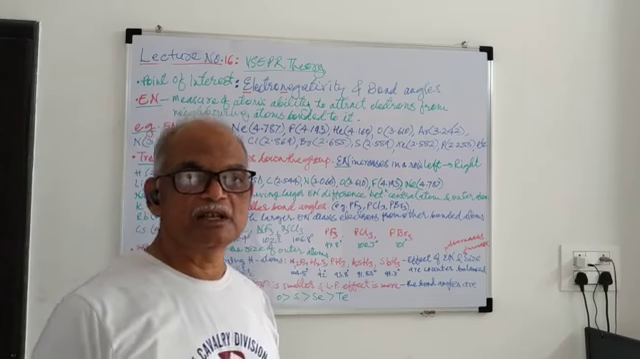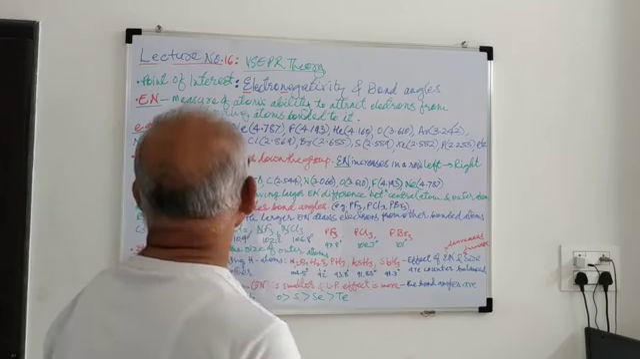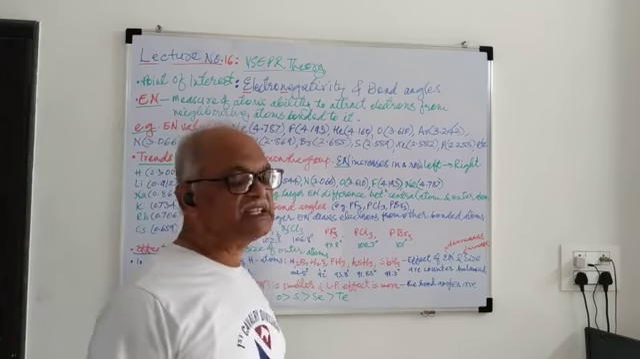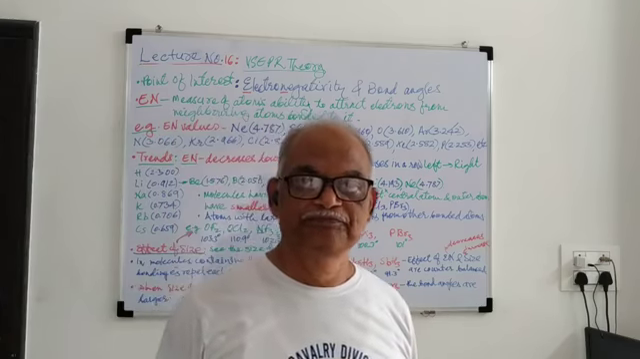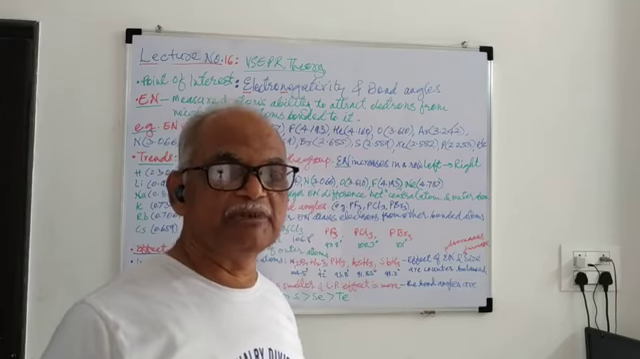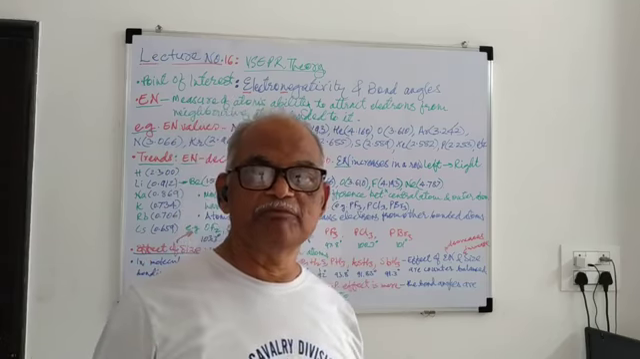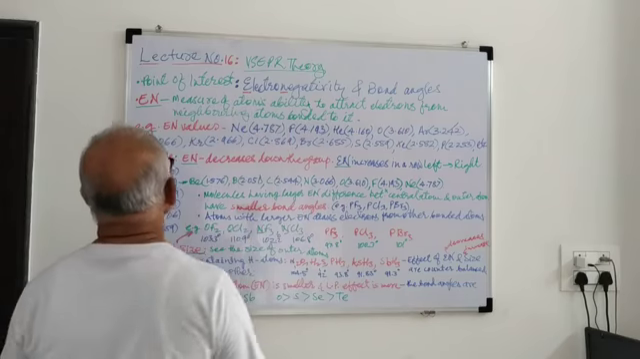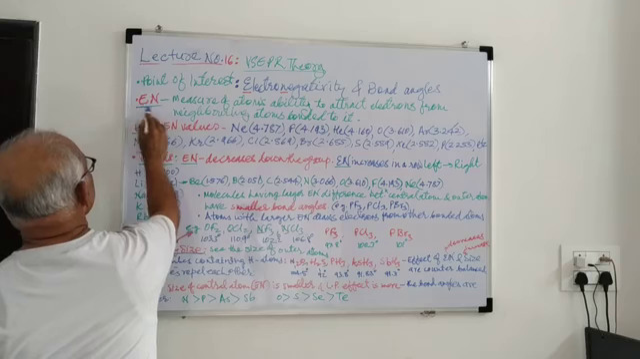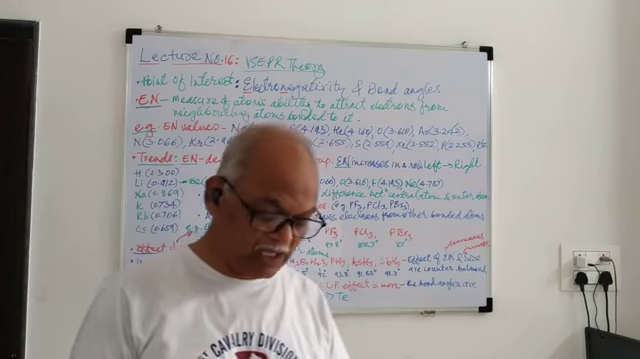In the previous lecture we have seen some part of this VSEPR theory. Now in this topic we will see the electronegativity and bond angles. So what is the relationship between the electronegativity and bond angles? First of all we will see what electronegativity is.